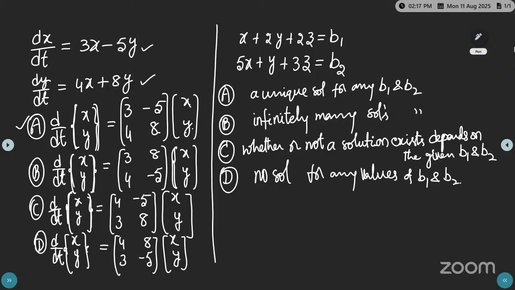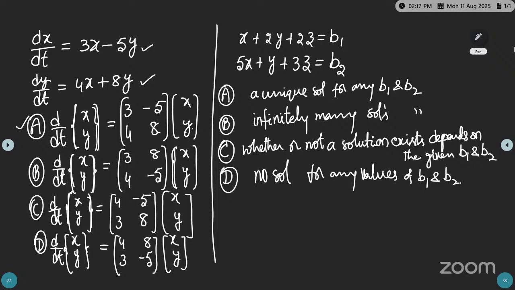Okay. Amma, b1, b2 are any values. What is the meaning of it? b1, b2 may be both zeros, one of them is 0, or both may be non-zeros. They are any values.